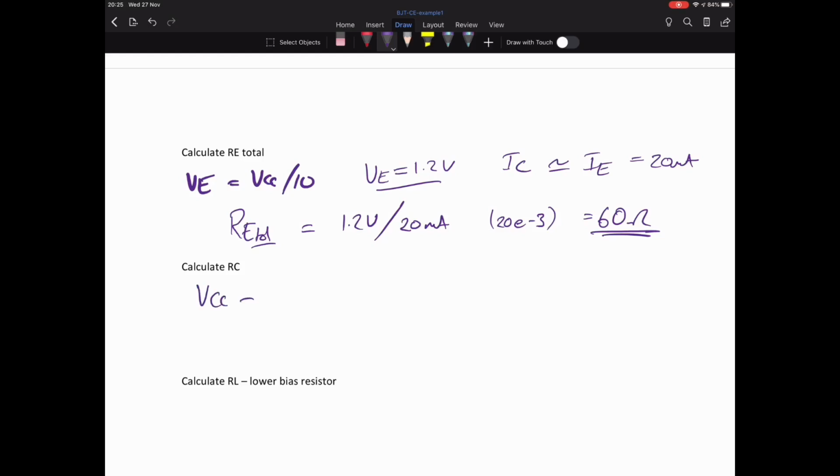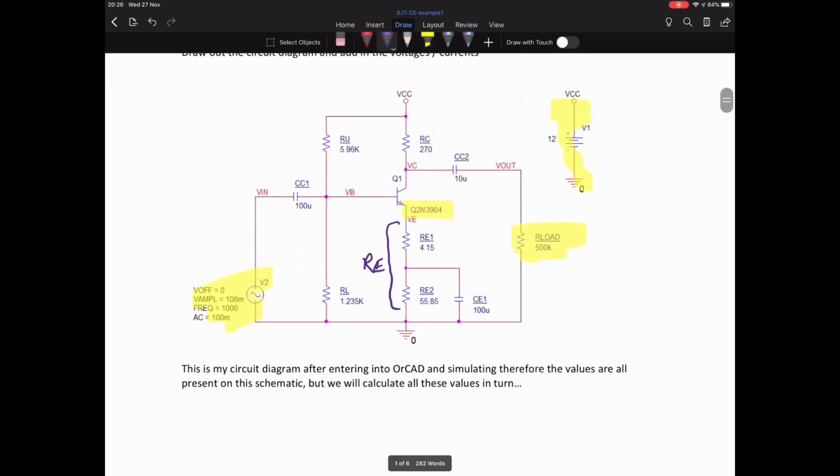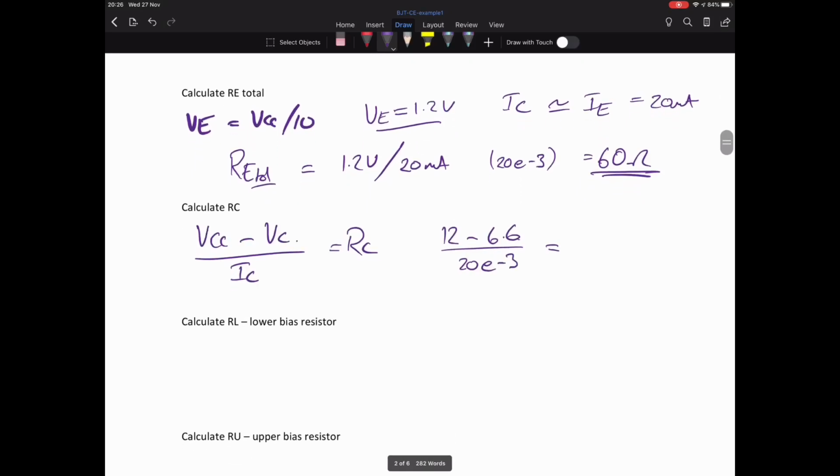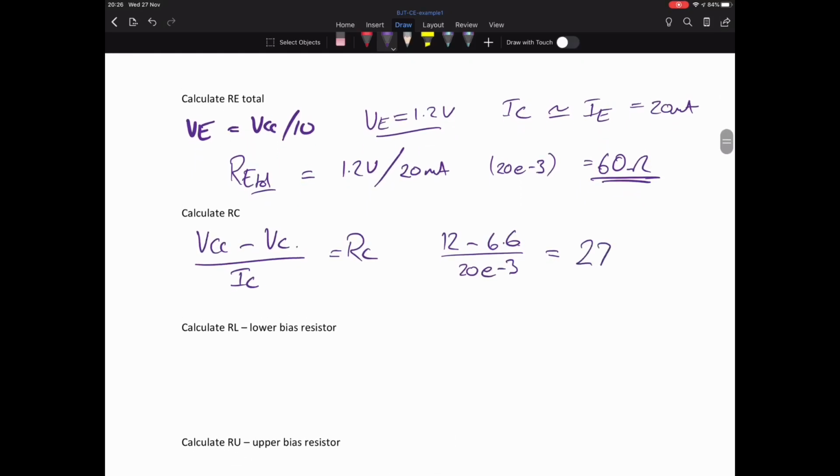Next thing to move on to is the value of RC. The supply voltage minus the collector voltage divided by the current gives you RC. So our supply is set up as 12 volts minus the 6.6 where we're setting it, over 20 milliamps. That gives us our collector load resistance. And I believe on the circuit diagram that was 270 ohms. Let's just check. Yes, that's right, 270. Let's write that one in. Okay, so we've designed the emitter, we've designed the collector.